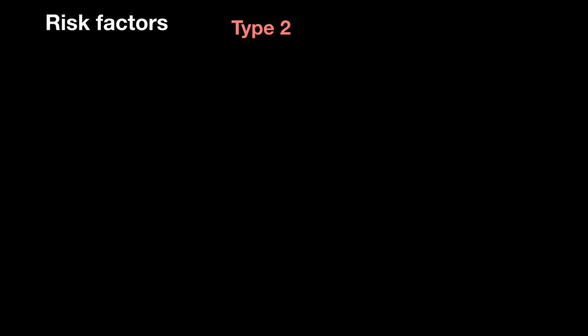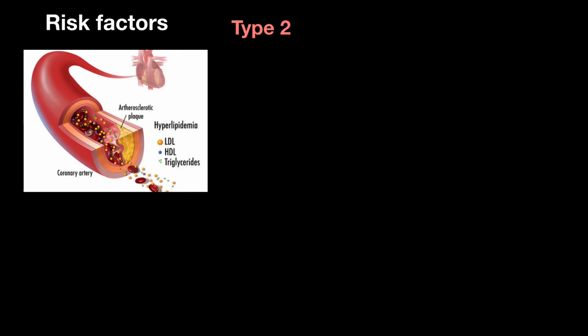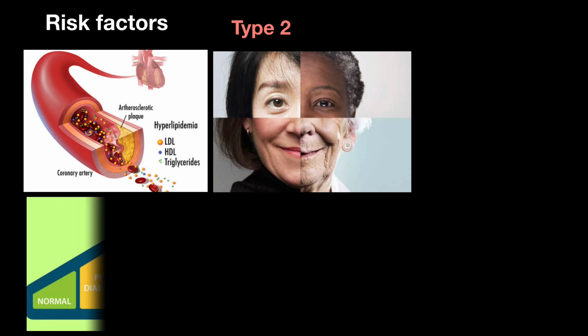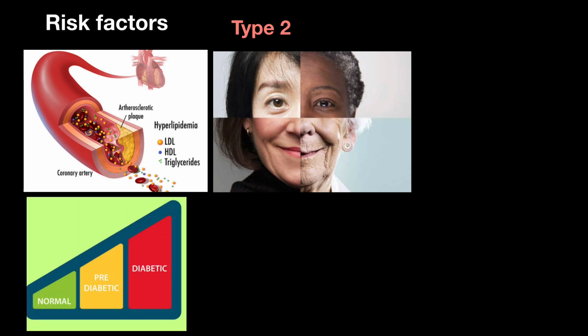The next risk factor is blood lipid levels. If you have low levels of high density lipoprotein, that means low levels of good cholesterol, then you are at greater risk. Next is age. After the age of 35, the risk of developing type 2 DM increases. Next is prediabetes. Prediabetes is a condition in which your blood sugar levels are higher than normal but not high enough to be classified as diabetes. But if left untreated, it may progress to type 2 DM.